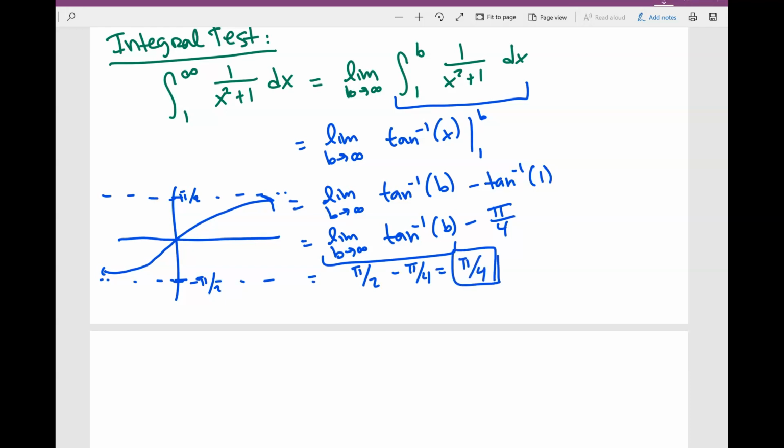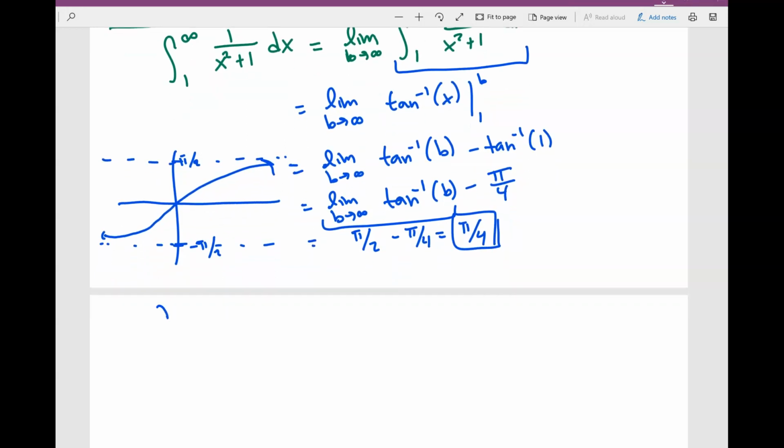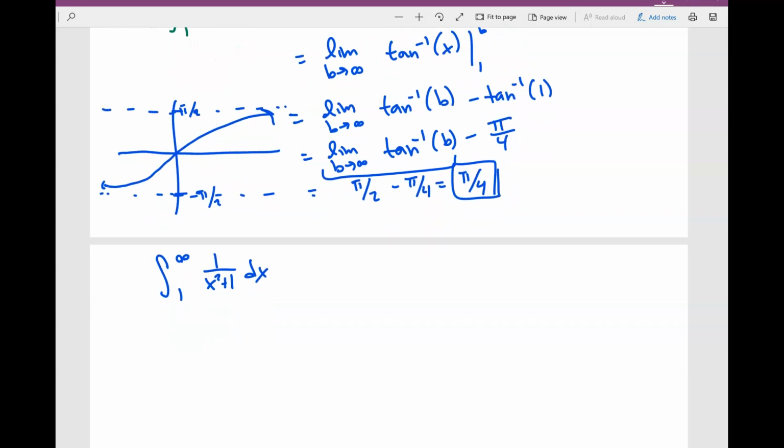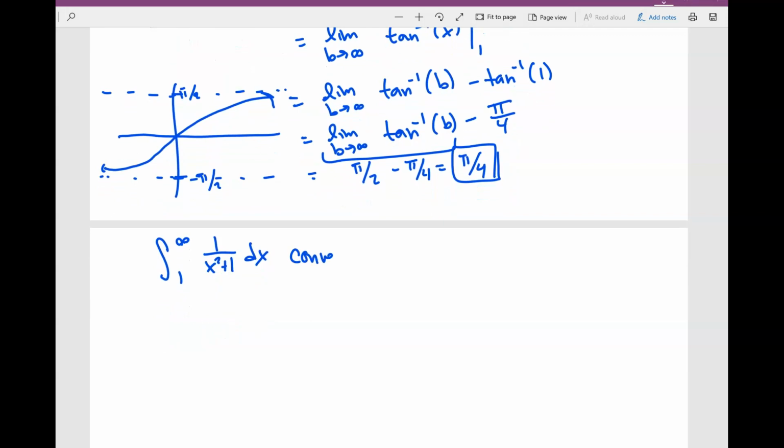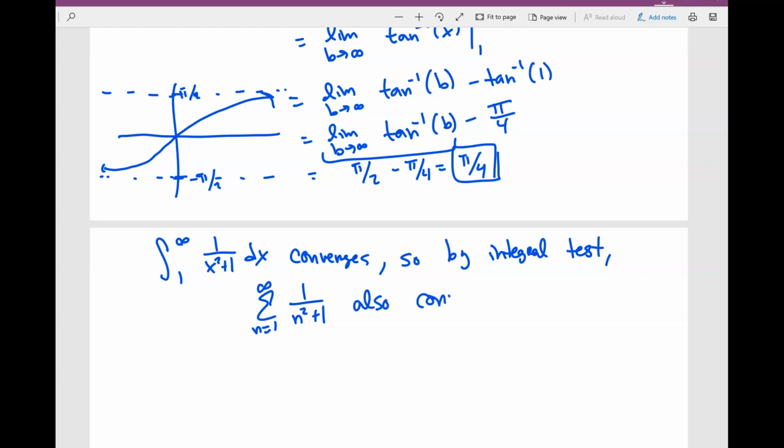Based on the integral test, we saw that the improper integral from 1 to infinity of 1 over x squared plus 1 dx converges. So, by the integral test, the sum from n goes from 1 to infinity of 1 over n squared plus 1 also converges. That's what we can claim.